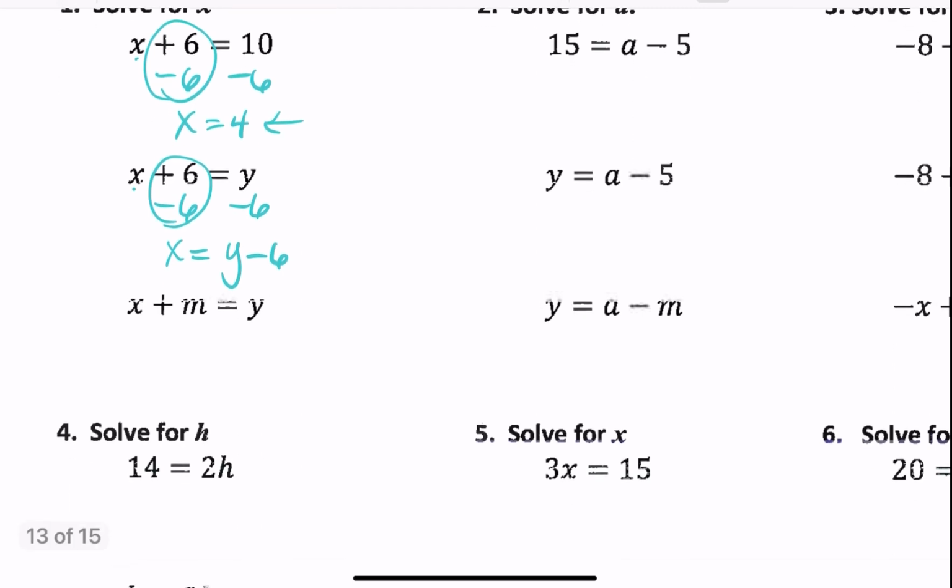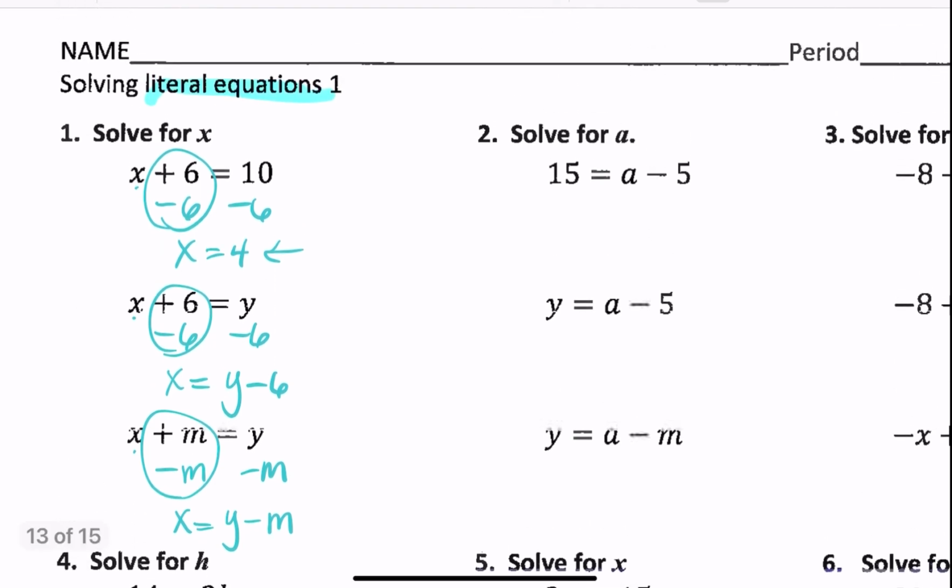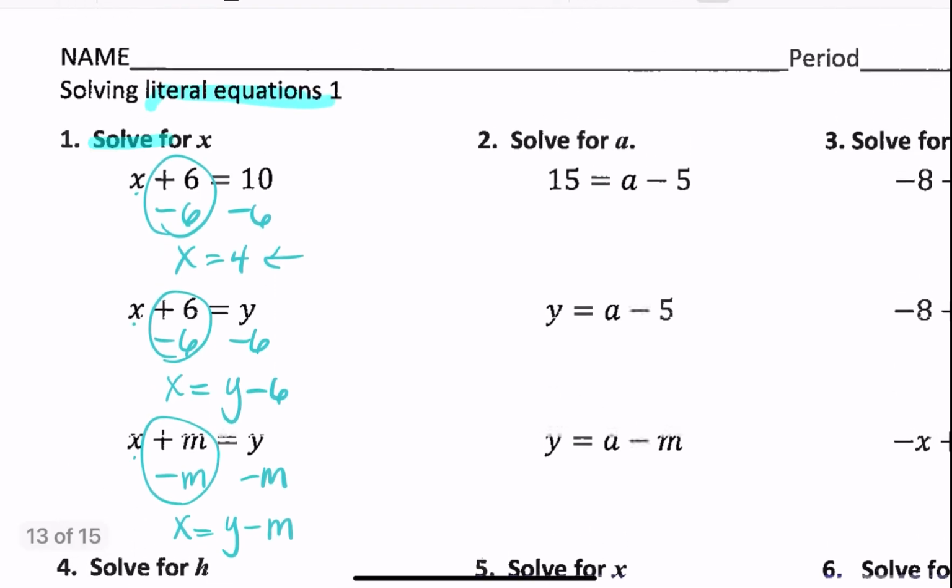So I'm kind of basically just moving stuff around when you get to the second one. The third one, I don't have any numbers. It's all variables, but it's the same process. Here's x. I'm going to subtract m from both sides. M and negative m are 0. They cancel each other out. And I get x is equal to y minus m. And notice I still have all three variables, but I have x by itself. And the whole goal of this was to solve for x.